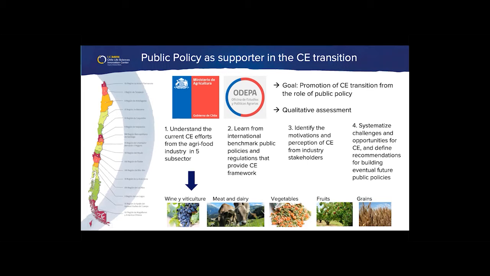We made a screening of the initiatives that are happening today in Chile, but we also wanted to compare and learn from successful international experiences. So we performed an international benchmark for public policies and regulations that provide a framework for Chile in the future. Then we worked with the local players and stakeholders to identify motivations and their perception of the circular economy from their roles. And at the end, we systematized this, identifying the challenges and opportunities for circular economy, and also defining some final recommendations.